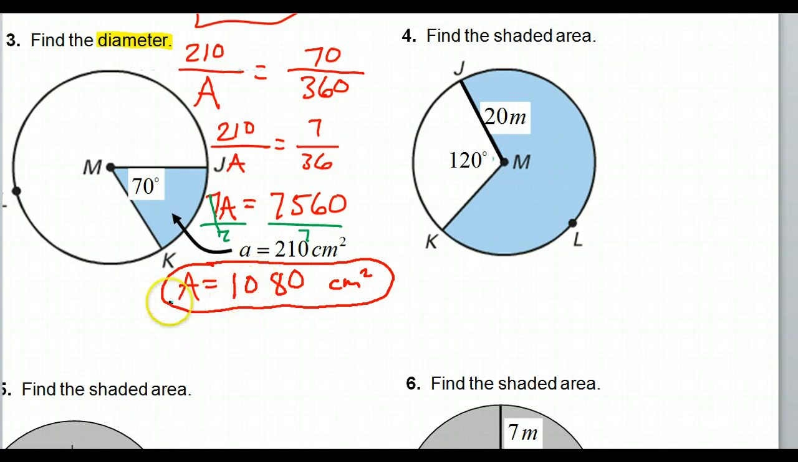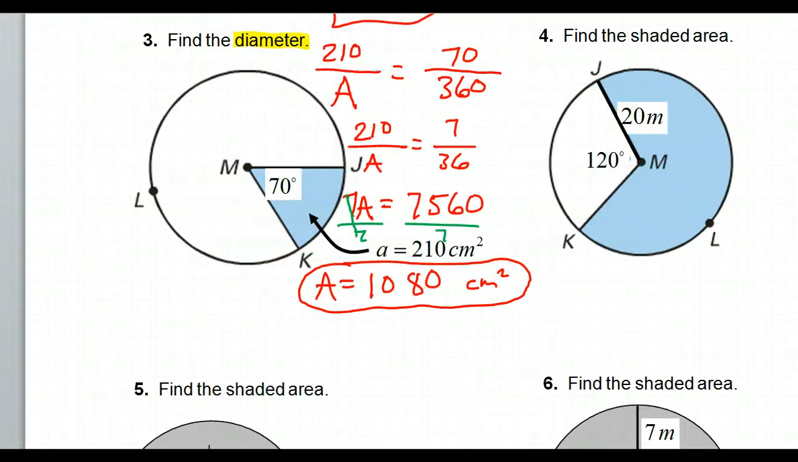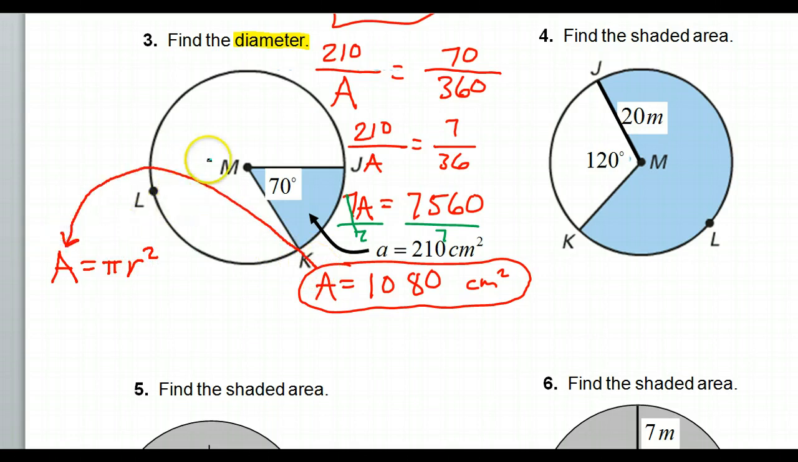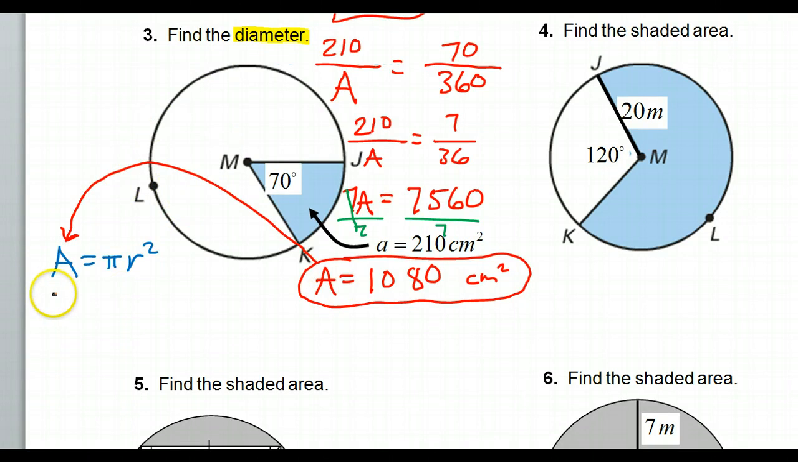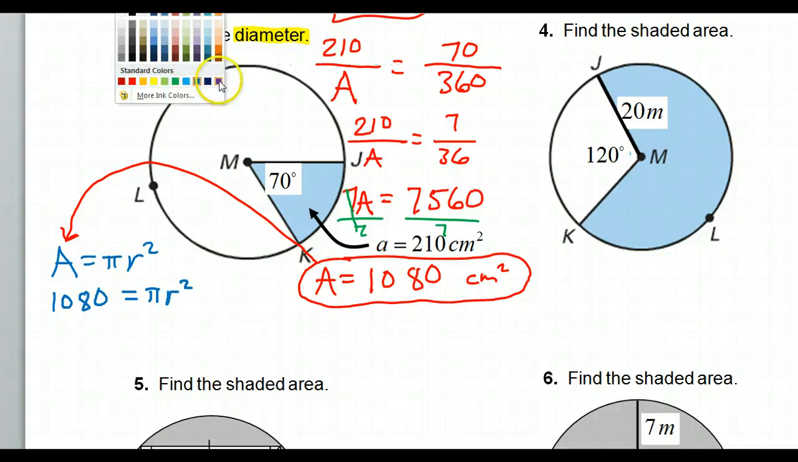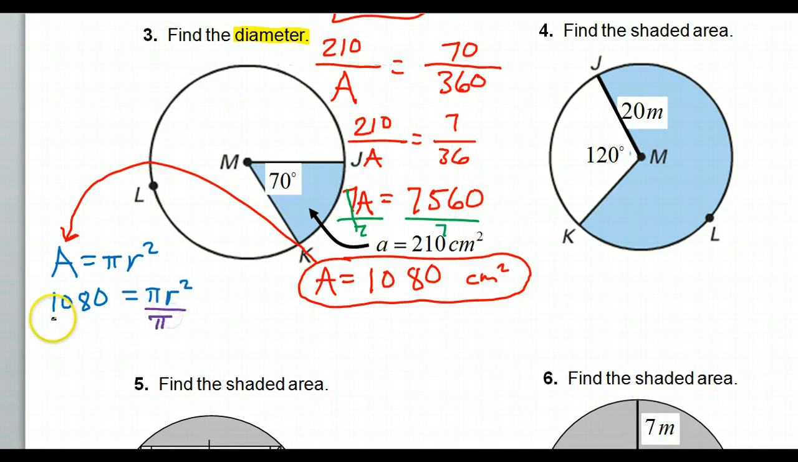Okay, now, since I have the area, what I can do is substitute that into the area formula. We know that the area of a circle is pi times the radius squared. So if I take this and substitute it in, then what I will have is 1080 equals pi r squared. Now I can go ahead and find the radius by dividing by pi and taking the square root. So if I divide by pi right now, it's going to look like this. Divide by pi, divide by pi. Okay, so those pi's will now be gone.